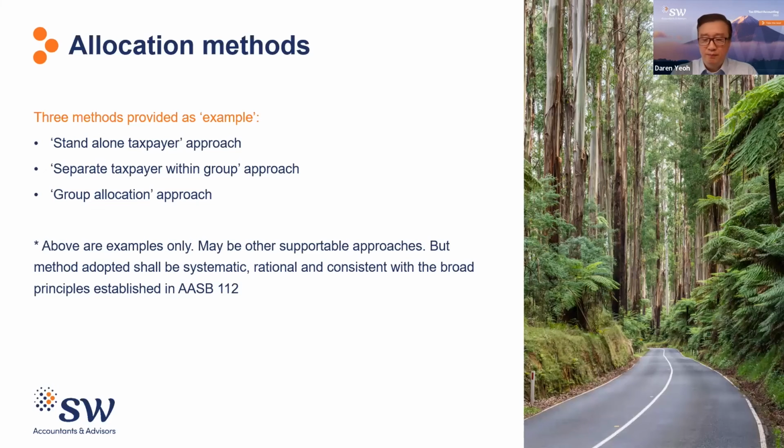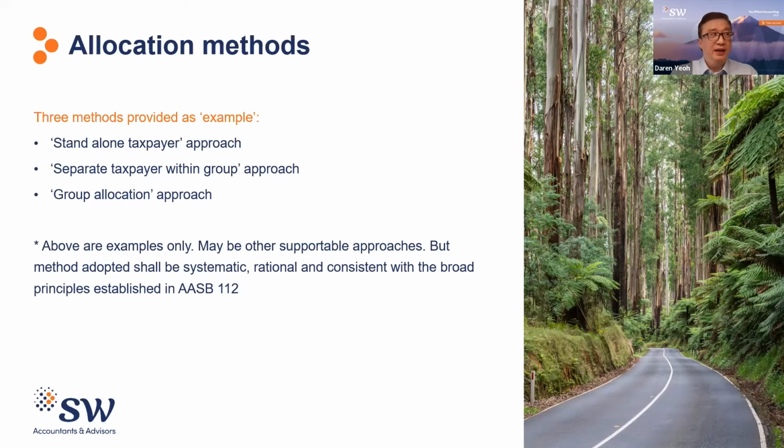So when you perform the tax calculation for members of your group, UIG 1052 provides 3 examples of the approach which you can take. The first one is the standalone taxpayer approach, which requires you to assume that the subsidiary is not part of the tax consolidated group. And therefore, what that means is that if there's a sale transaction to another member of the tax consolidated group, that sale is tax effected.